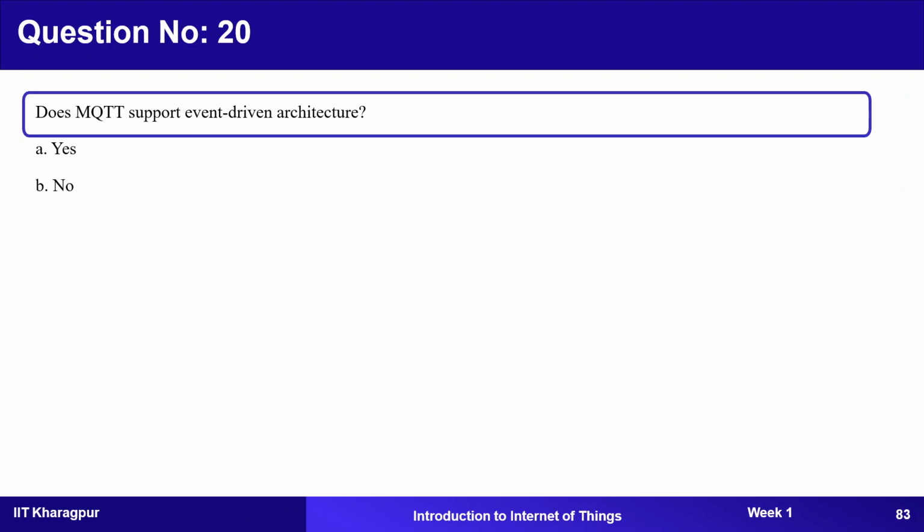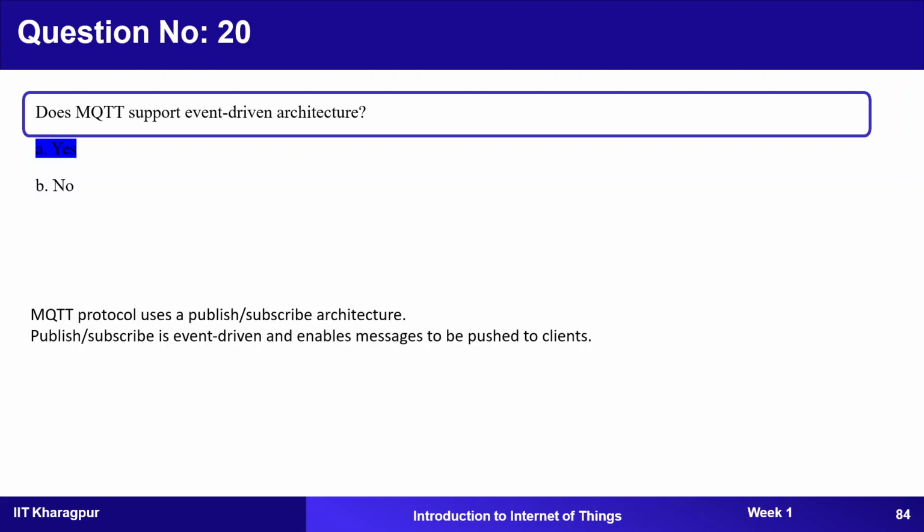Next question is, does MQTT support event driven architecture? Yes or no? Correct option is no. Basically this MQTT is based on your publish subscribe model, which is event driven only. So it enables messages to be pushed to your client whenever some events take place.